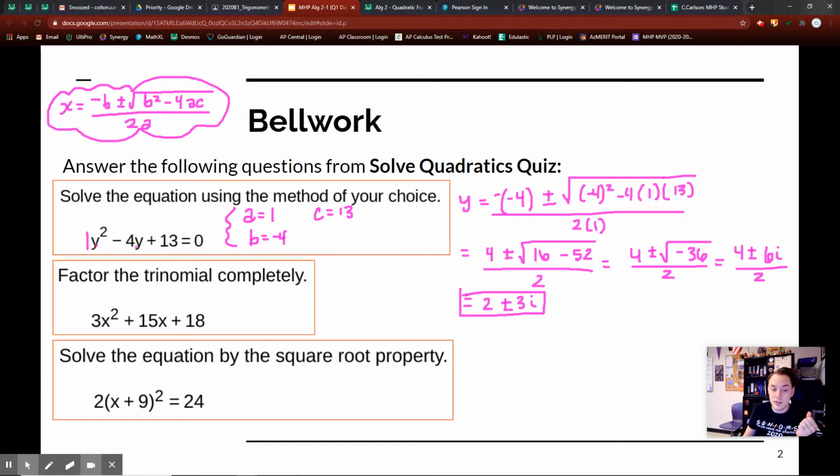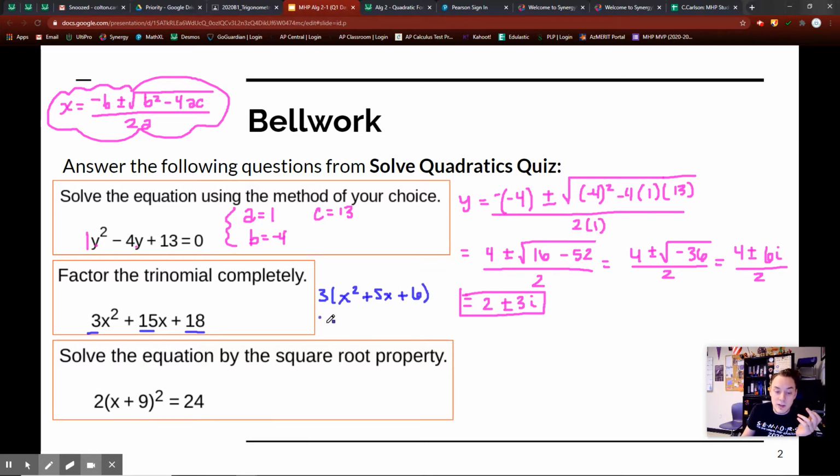I'm going to erase this. Actually, I'm going to leave this up just for a little. I can actually do this next one here. Let's do it in blue. First thing I would do here is factor out a GCF. Every single term is divisible by 3, so I'm going to factor out a 3. And so that's 3, and this is x squared plus 5x, and then plus 6.